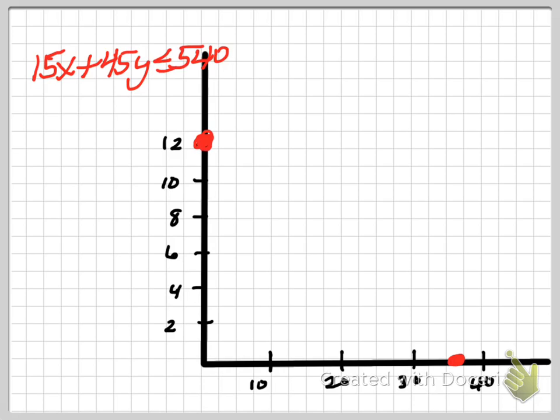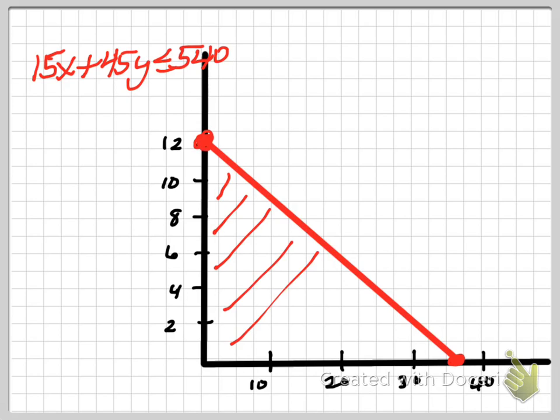Now I'm going to connect those 2 points with my line, and then I'm going to shade. Well, the origin's free, so 0 plus 0 is less than 540, and that is true. So I'm shading everything towards the origin.